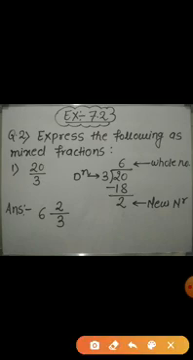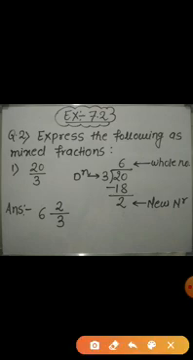Improper fraction can be expressed as a mixed fraction by dividing the numerator by the denominator to get the quotient and remainder. So children, here you can see I have divided the numerator 20 by the denominator 3. 3 6s are 18 and 20 minus 18 is equal to 2.